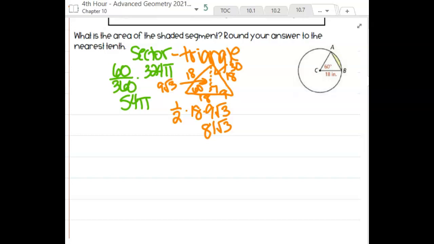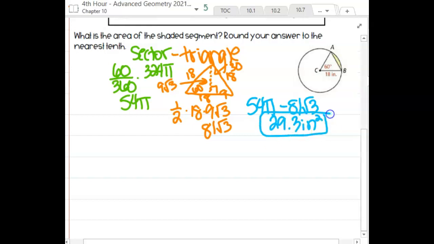We're going to take the area of the sector, which we said was 54 pi, minus the area of the triangle, which we said was 81 square roots of 3. Some of your problems today are going to say leave your answer in terms of pi and in simplest radical form. If that was one of these, this is where you would stop. This one says round your answer to the nearest tenth, so you plug this in your calculator, and you should get about 29.3 inches squared.